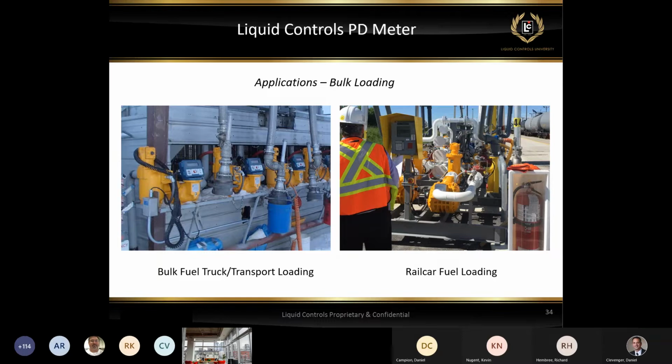So many times I've seen the air eliminator there, but both vent ports are plugged. That's not a good application. Make the system designed so that the air eliminator is functional, because you will need to use it. And the picture to the right is a rail car fueling loading system. And that was a picture of the M30 meter that you saw earlier. So those are just some of the applications that we see for Liquid Controls meters.